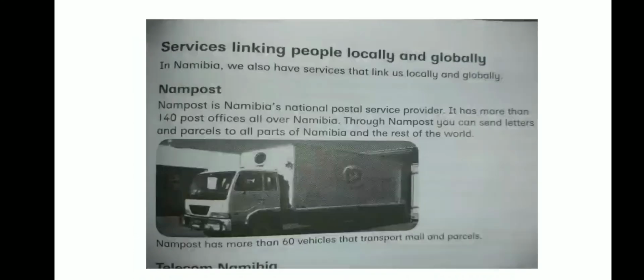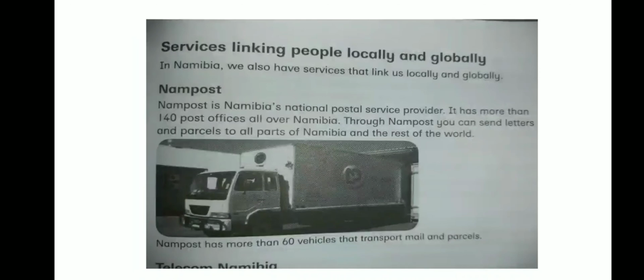Now let's talk about services linking people locally and globally. In Namibia, we also have services that link us locally and globally. NamPost, for example, is Namibia's national postal service provider. It has more than 140 post offices all over Namibia. Through NamPost, you can send letters and parcels to all parts of Namibia and the rest of the world.